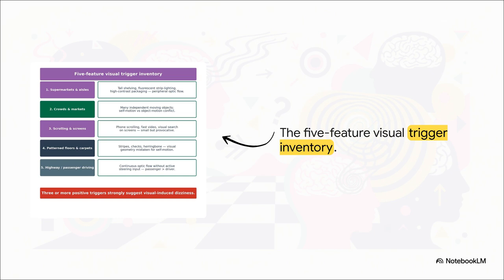Number 3, scrolling and screens. Think phone scrolling, fast-paced videos, or visually busy spreadsheets. Number 4, patterned floors and carpets. Stripes or strong geometric repetition can easily be mistaken by the brain for self-motion. And finally, number 5, highway or passenger driving. This provides continuous peripheral optic flow but without any active steering input from the patient to help ground them.